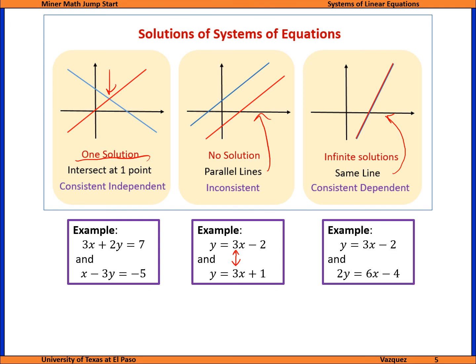And finally, y equals 3x minus 2 and 2y equals 6x minus 4. If you simplify, they will turn out to be the same line, meaning they will have an infinite number of solutions. So that's an example of the 3 types.